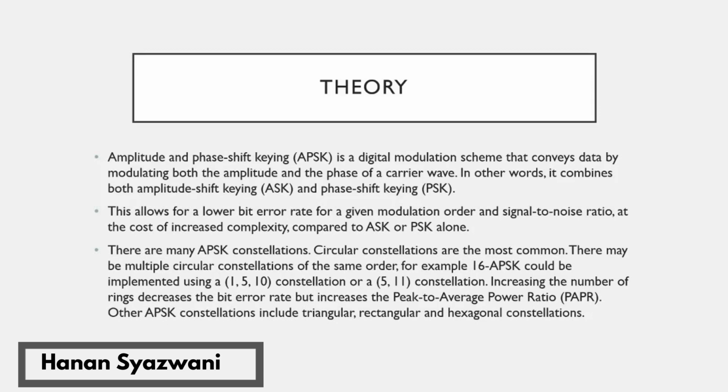There are many APSK constellations. Circular constellations are the most common. There may be multiple circular constellations of the same order. For example, 16 APSK could be implemented using a 1-5-10 constellation or a 5-11 constellation. Increasing the number of rings decreases the bit error rate but increases the peak-to-average power ratio. Other APSK constellations include triangular, rectangular, and hexagonal constellations.